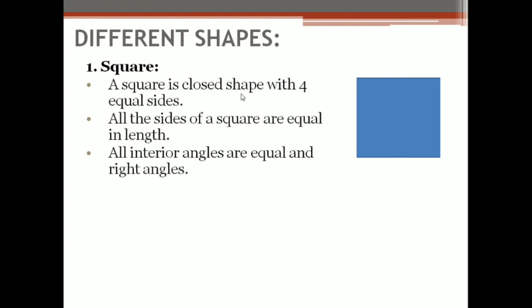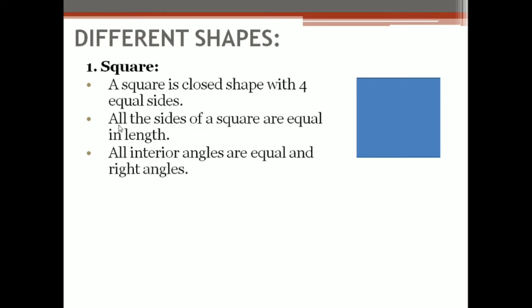Which shape is this? Can you identify the shape? This is a square, right? A square is a closed shape with four equal sides. In the picture, you can observe that a square has four sides. Let's count together. First, 1, 2, 3, and 4. So we can say that a square is a closed shape with four sides.